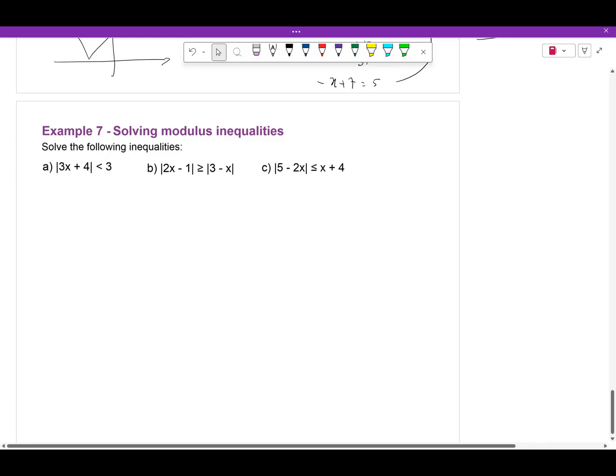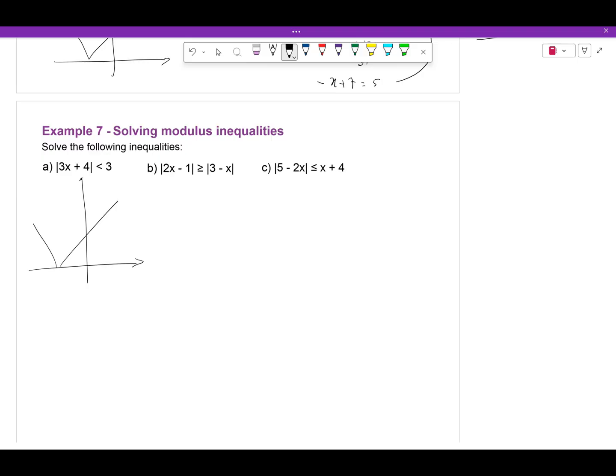With inequality, always sketch the graph. Okay? Now, with this one, when you sketch the graph, remember 3x plus 4 here. So here is 4 over 3, and anywhere with y equals to 3. So we are expecting the x value to be lower than this point and upper than this point. Actually, wait, it's smaller, right? Sorry, the other way around. It should be between here, because it is lower than y equals 3.